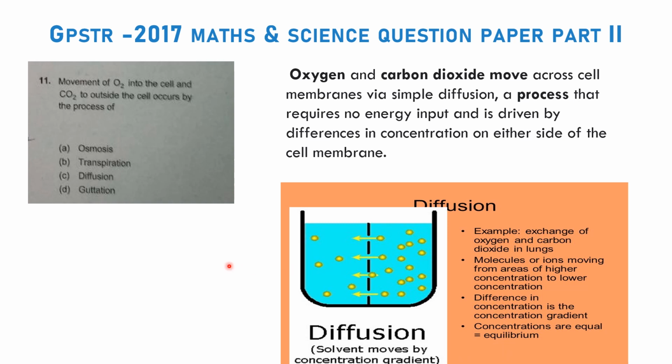One thing you have to remember: for the movement of oxygen into the cell and carbon dioxide outside the cell, which process is involved? The correct answer is diffusion. Only through the process of diffusion does the movement of gas take place. It moves from higher concentration to lower concentration, and it does not need any energy for movement.